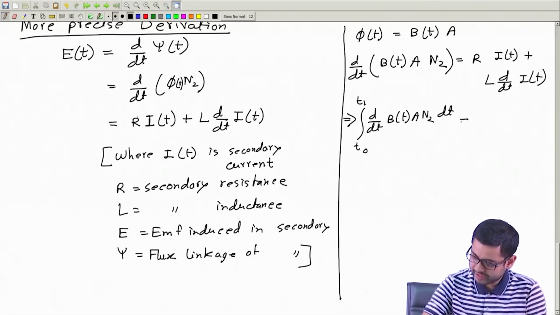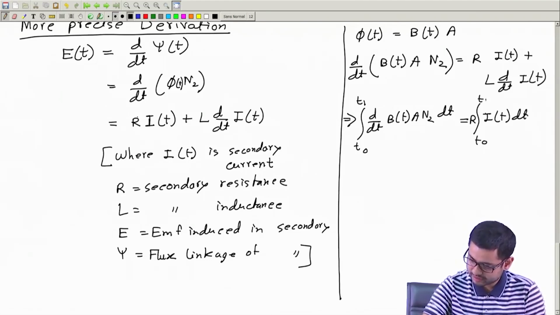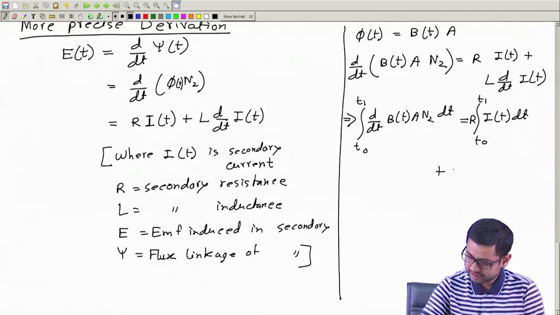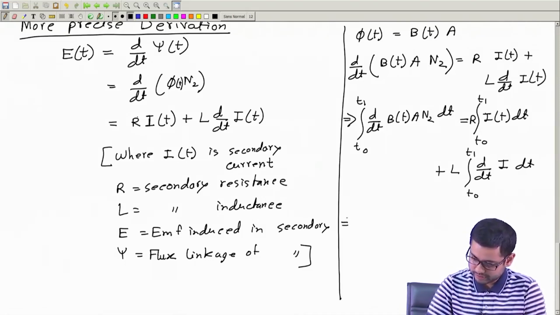Now on the right hand side I write R, which is a constant, outside: R times the integral of i(t) dt from T0 to T1, plus here I will have L constant, times the integration of d/dt of i dt from T0 to T1.